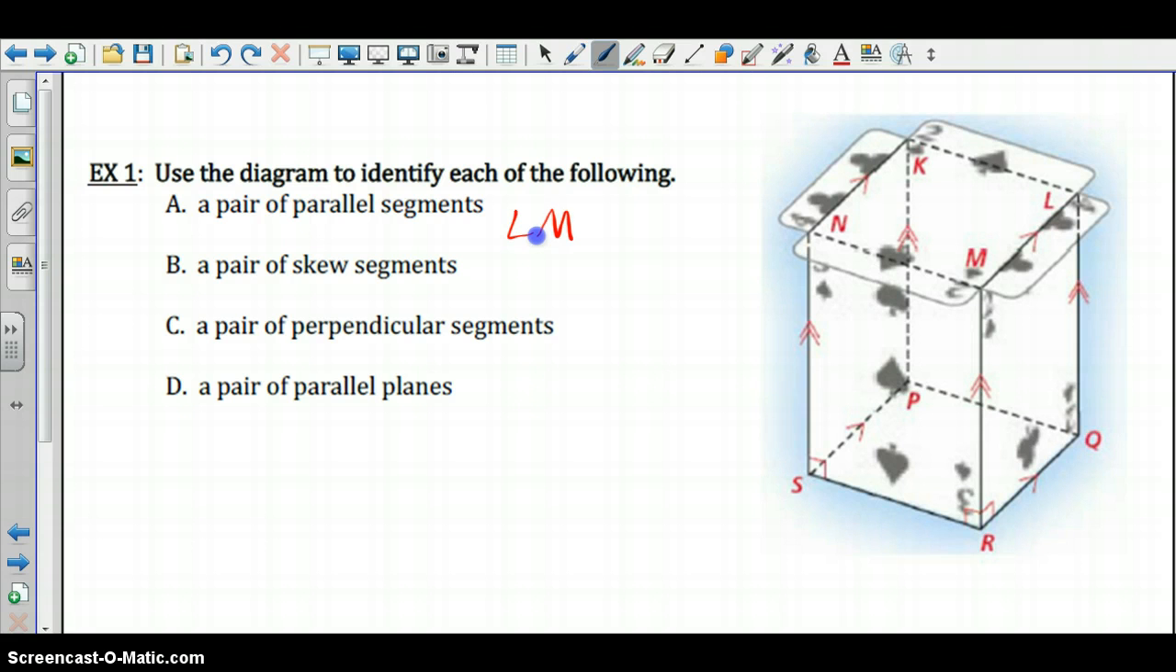Segment LM is parallel to segment KN. Written just like that.